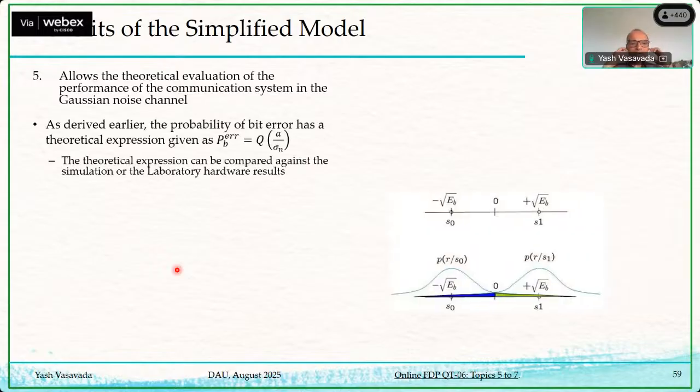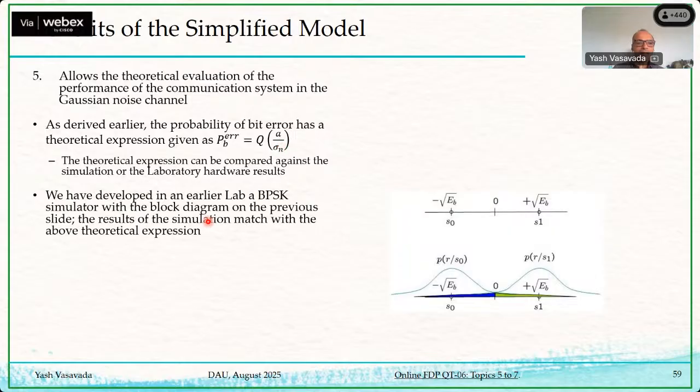It allows us to also perform theoretical evaluation of the probability of bit error. What we did was we calculated what is known as the tail probability of the Gaussian PDF, and the answer comes in the form of a Q function parameterized by the ratio A divided by sigma n.